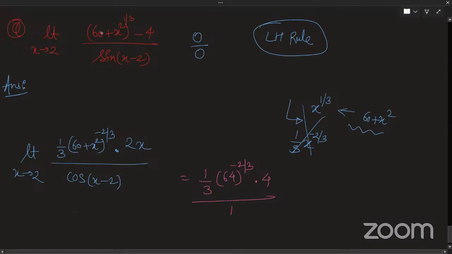So 64 raised to minus 2 by 3. First of all, 64 raised to 1 by 3, what will it be? Cube root of 64 is 4. Right? And then 4 raised to minus 2 is 1 by 16. So 1 by 3 into 1 by 16 into 4, you get 1 by 12. Correct, 1 by 12. Great work.